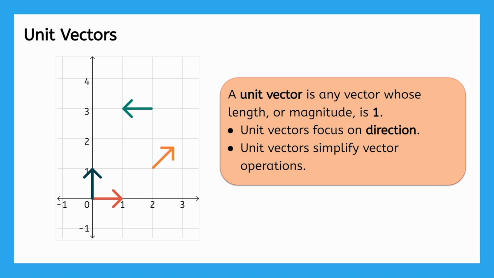You'll recall from our previous lesson that a unit vector is any vector whose length or magnitude is 1. A unit vector's job is to specify direction. Since vectors are defined by both their length and direction, we can simplify vector operations by setting the vector's magnitude to a length of 1, allowing us to focus purely on its direction. Let's see how to do that.